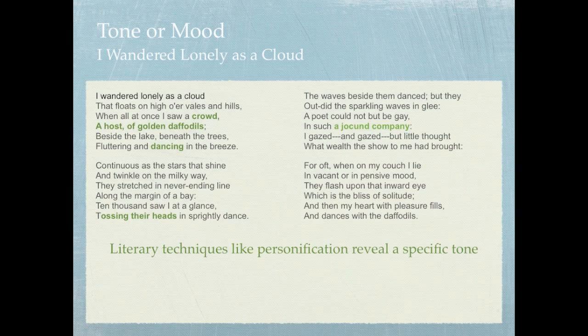Again, in the second stanza, he talks about stars tossing their heads. Well, stars don't have heads and they don't toss their heads. But again, he's bringing this personality to stars, this personification, and again, it's adding to the tone and the meaning that this is a very lighthearted piece. We see that also with a jocund company, right? So again, by using these techniques, we are displaying and conveying a tone to our reader.